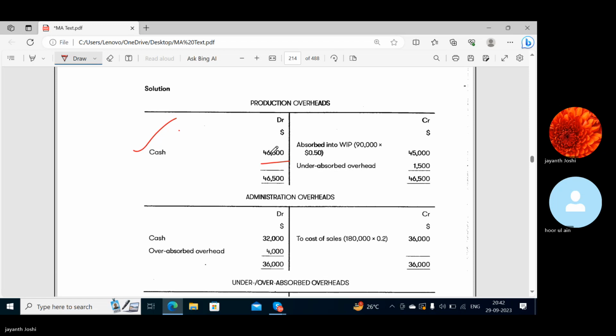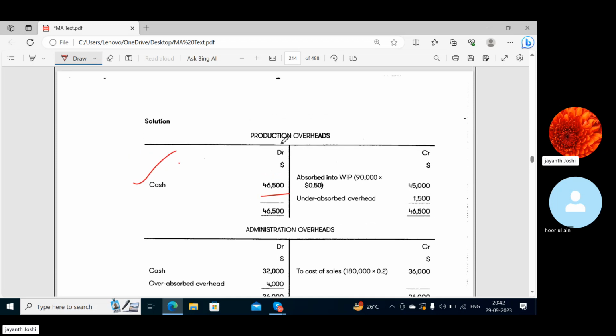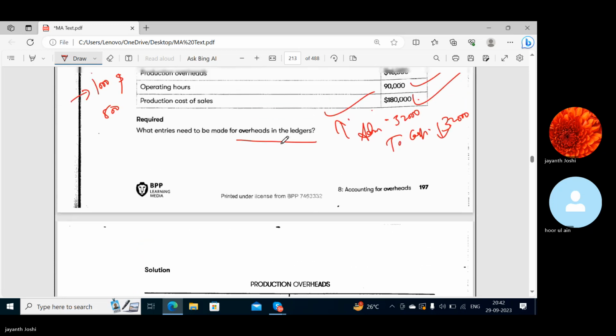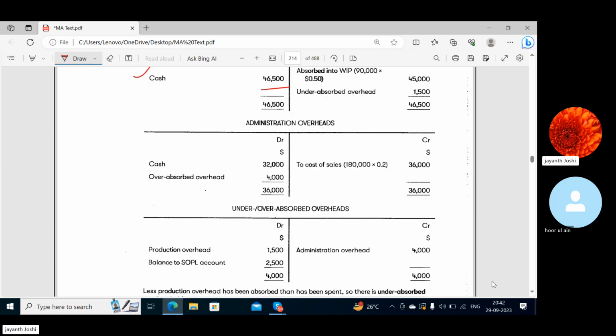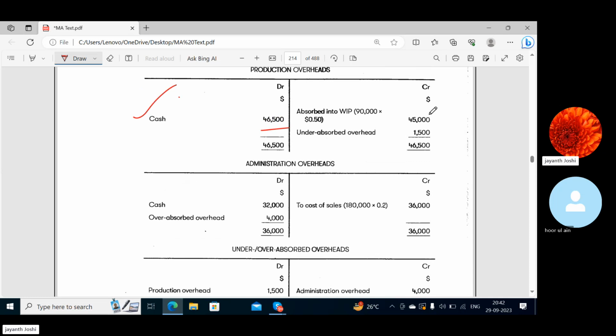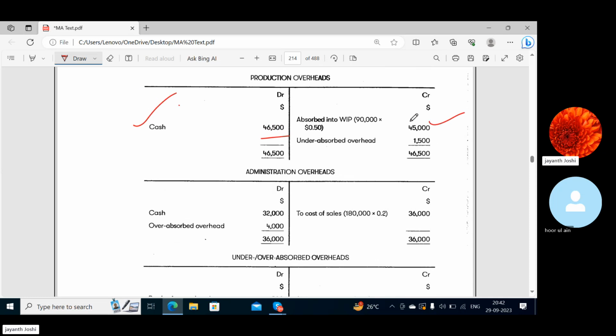This is the overhead which you have incurred. Am I right? Yes. Now, how much is absorbed? We will take the operating hours and multiply with the predetermined overhead absorption rate, that is 0.50. So 90,000 into 0.50 will give me 45,000. Now what do you say? This is your absorbed overhead and this is your actually incurred one. This is more than this, right? So it is under absorption, right? How much? 1,500. Clear?